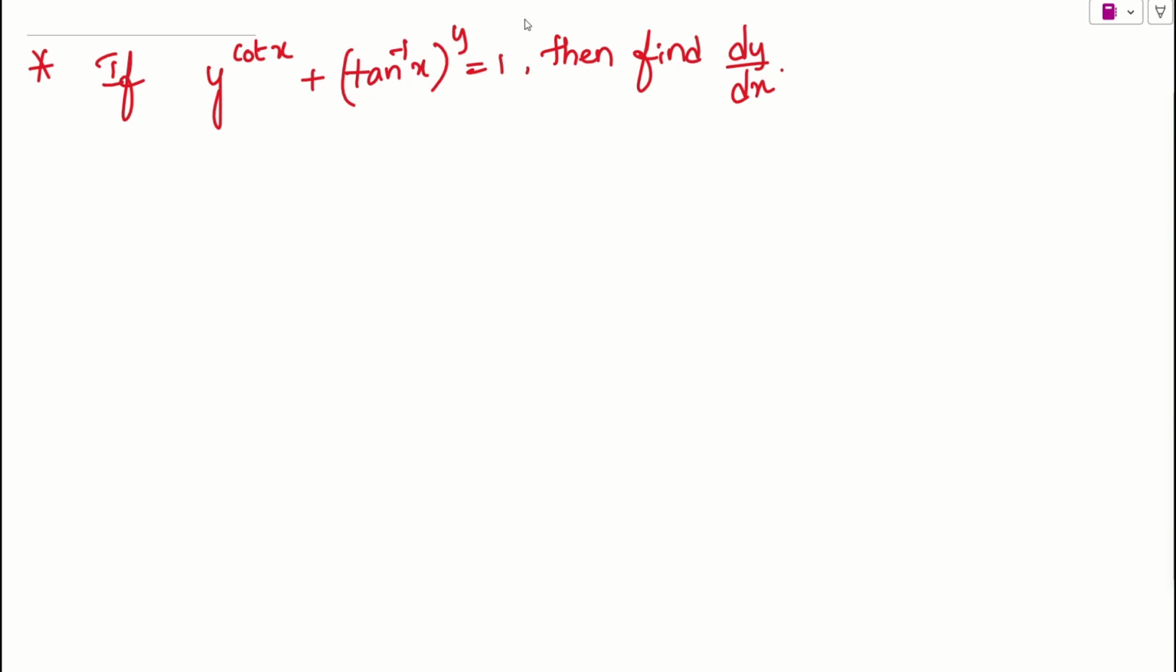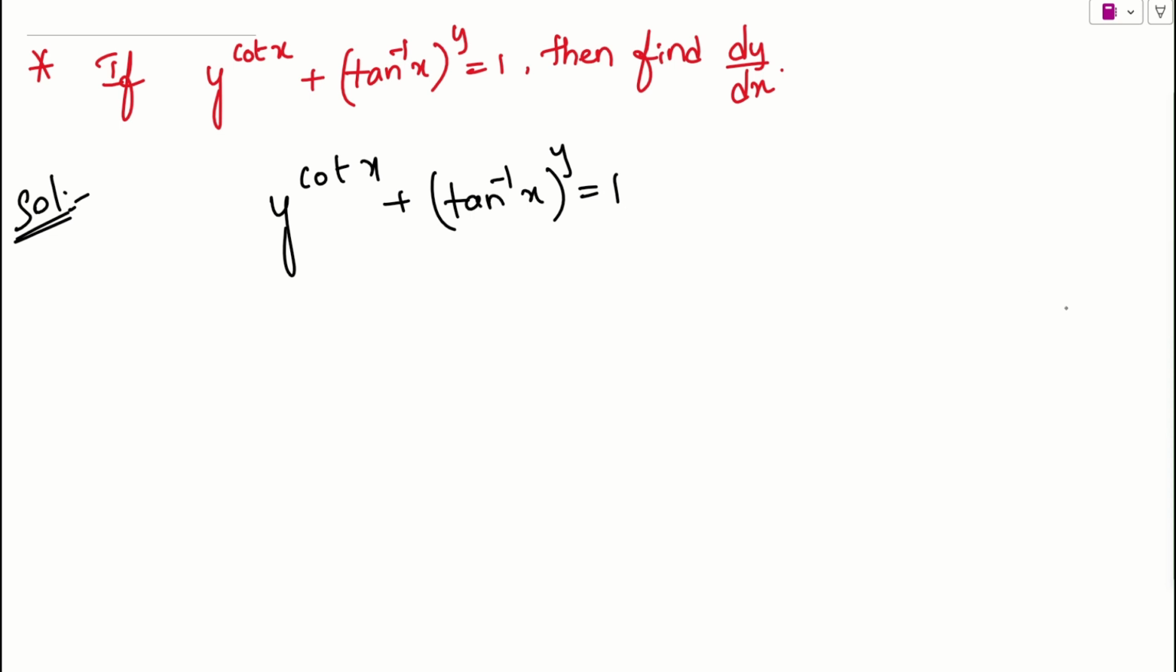If you look into the question, what they have given here, let me write it down here. We have y^(cot x) + (tan⁻¹ x)^y = 1. Agree? So what we will do is what I have said always: whenever you have a function in the form of f(x)^g(x), always apply log on both the sides to solve.